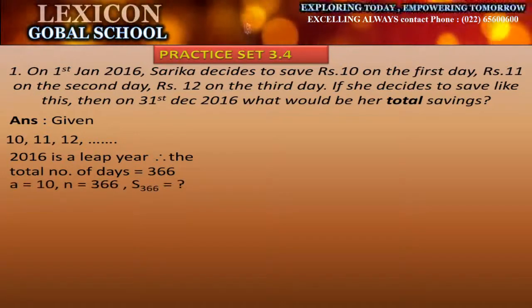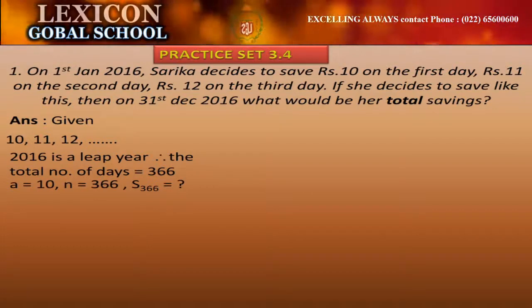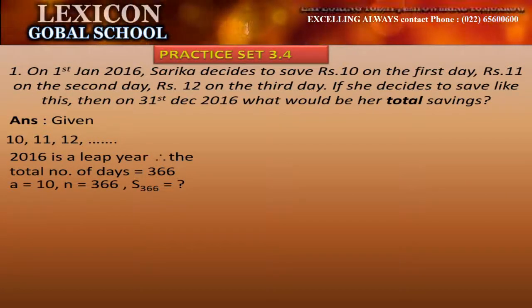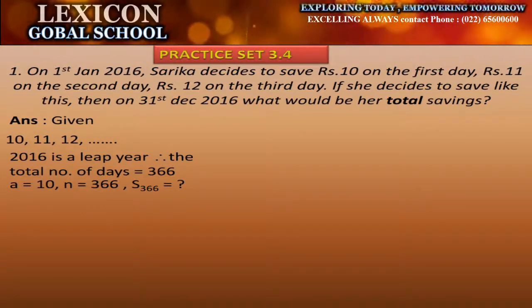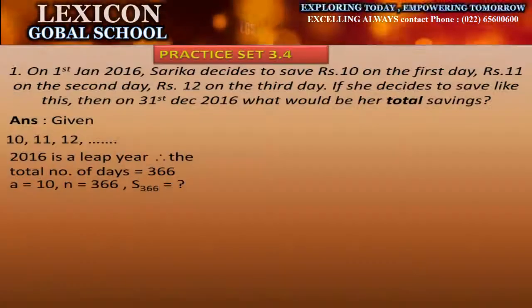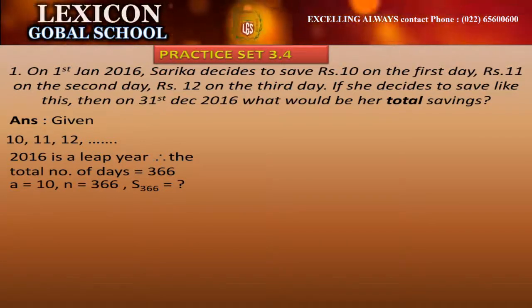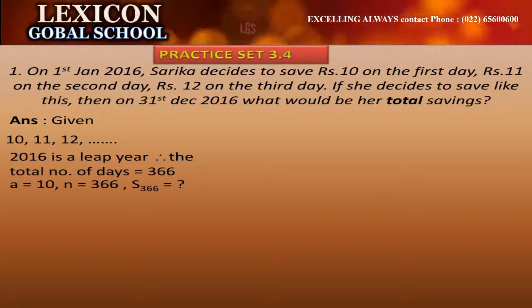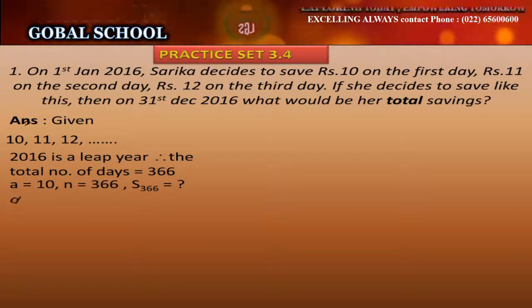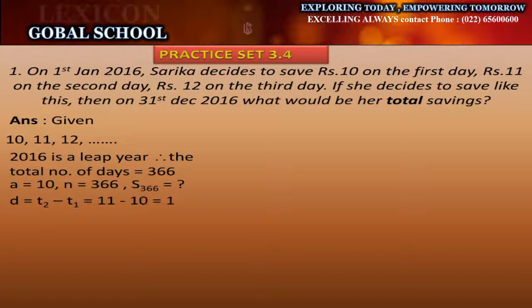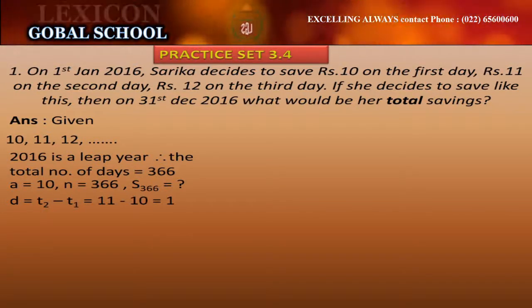So, my a is 10, n is 366 and I have to find S366 since they have asked me total. Total means the sum. So, S366 we have to find out. Let us find out the value of d. d means T2 minus T1, that is 11 minus 10, that equals 1.